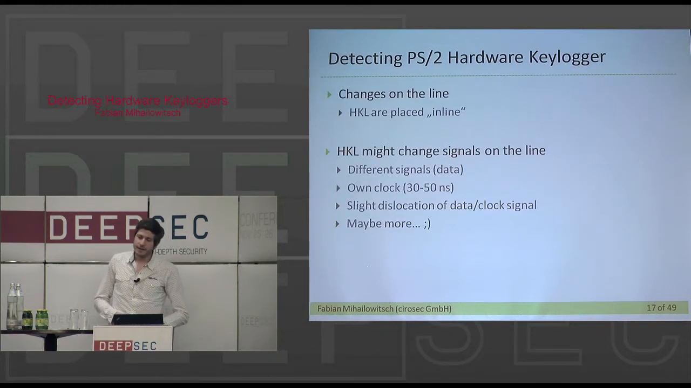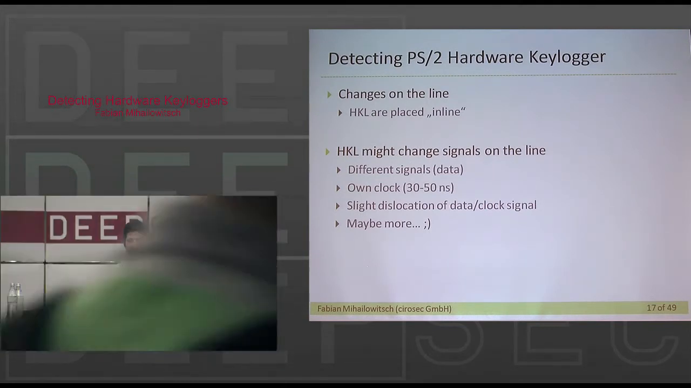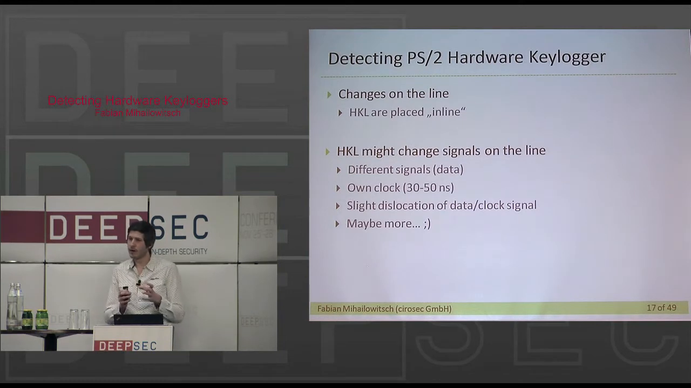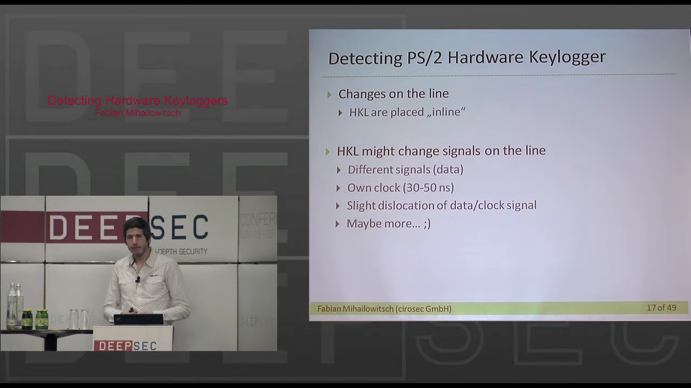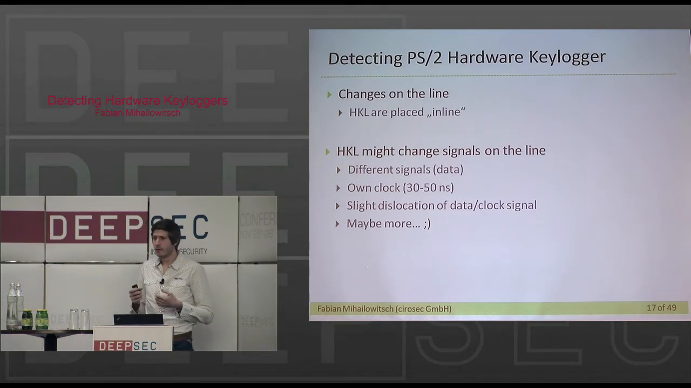Okay, the next idea I had was that maybe there are changes on the data line. Since the hardware keylogger is placed in line, it might change the signaling on the line, which would result in a different data set seen or retrieved on the KBC side. Maybe it has its own clock, since it gets the data and passes it on, and the clock is defined by the keyboard and can be between 30 and 50 nanoseconds. Maybe it just does its own transmission with another clock. Maybe the data and the clock signal are dislocated in some way, or there is something else you can actually see.